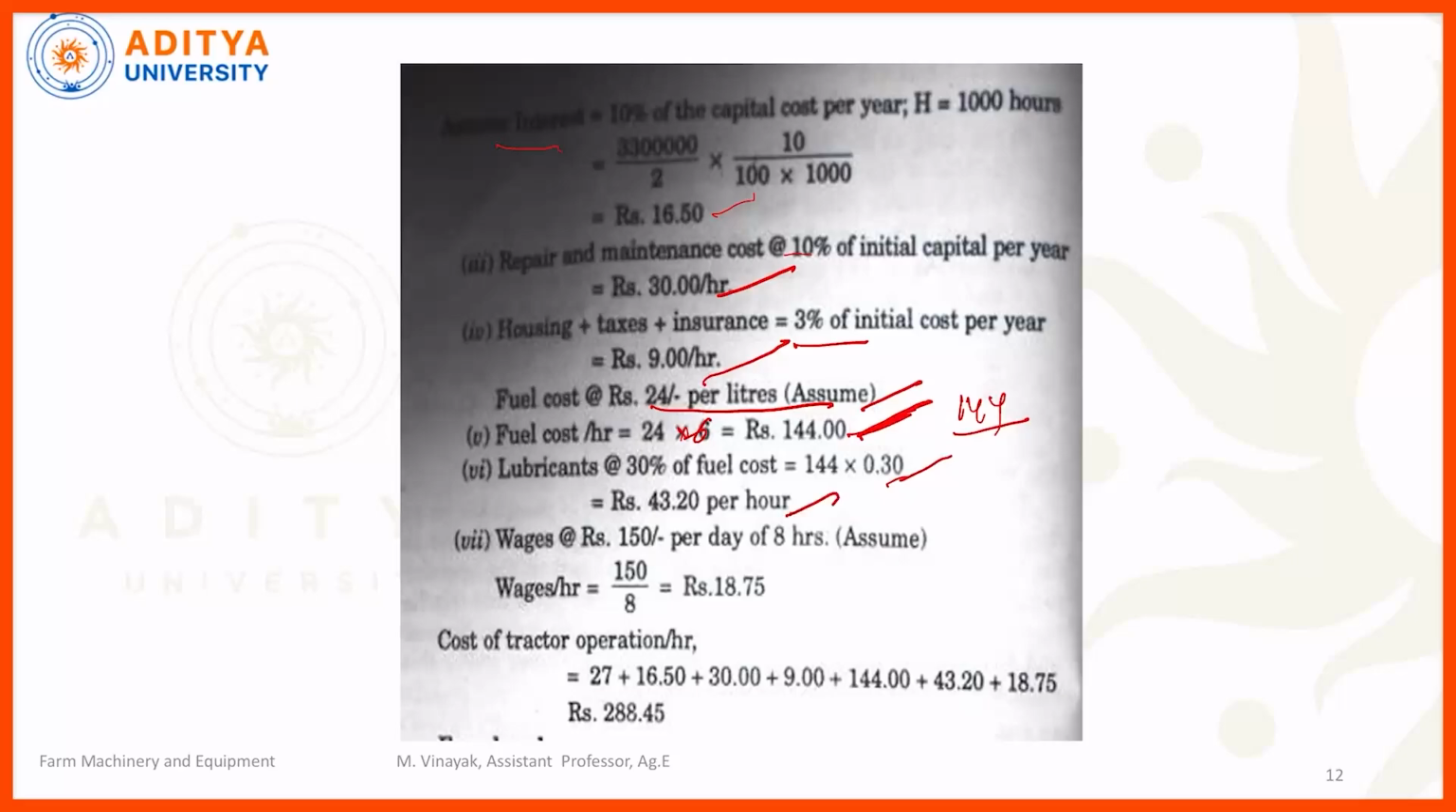Wages are 150 rupees per day, with 8 operating hours per day. So wages of 150 divided by 8 gives this amount. We can add this entire calculation so that we can get 282.45 rupees.